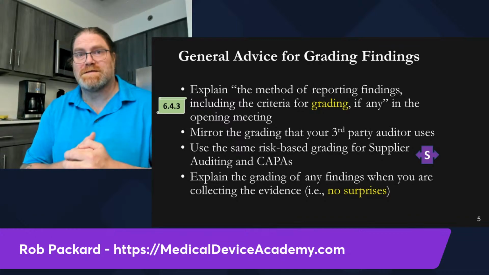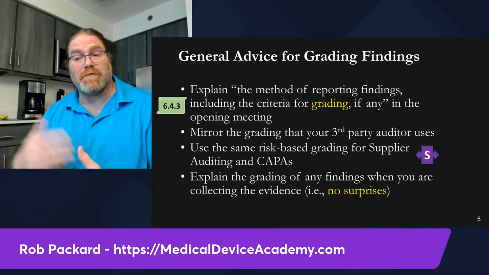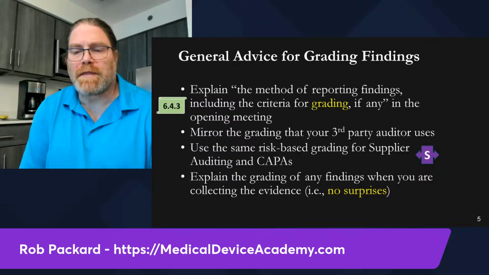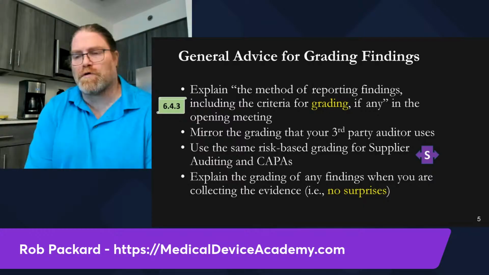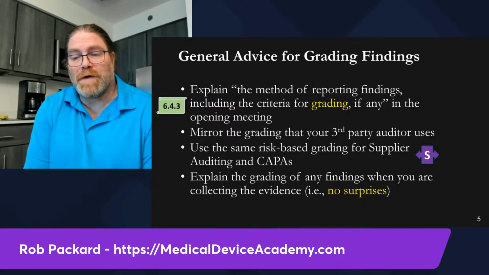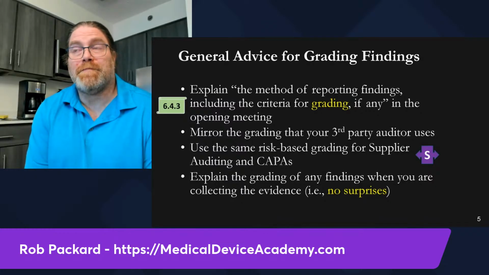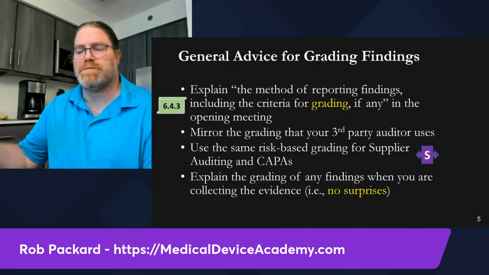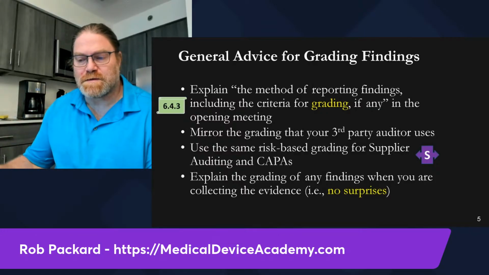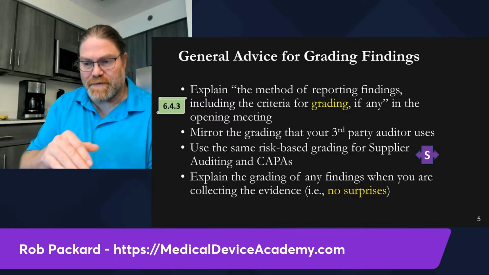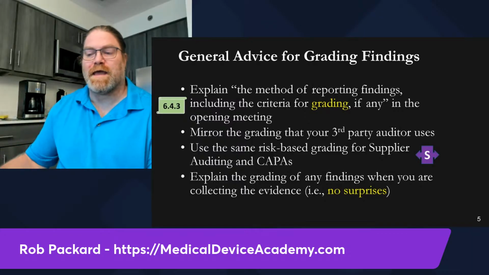But as I said, some of their wording from the 17021 standard is somewhat subjective, and I recommend avoiding that. So make sure that you're following them, but try to be objective and a little bit more conservative than they would be. When in doubt, raise it as a nonconformity, so that they're not saying you're grading things soft and that should have been a nonconformity. Use the same risk-based approach grading that I identified there, 1, 2, 3, 4, 5, or major, minor, for your supplier auditing and your CAPAs.